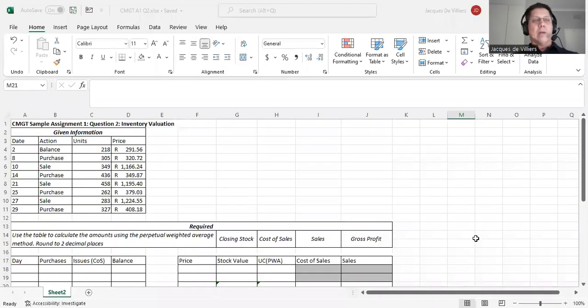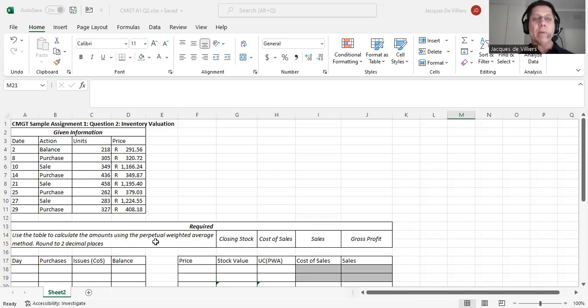Okay, so that is the information that is given. You get a little table, and in the table they give you dates, they give you what they call action, they give you the number of units and the price, and then they say use this table to calculate the amounts using the perpetual weighted average method, round to 2 decimal places. So they're telling us which inventory valuation method to use. It is the perpetual weighted average method.